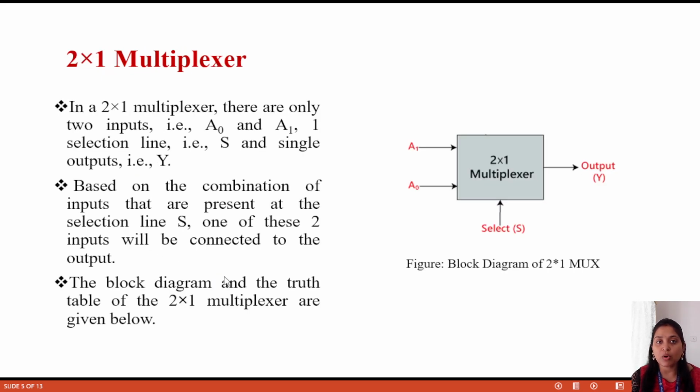Now the 2:1 multiplexer. Here this is a block diagram. There are two inputs A0 and A1, one select input or control input, denoted as S, and one output, denoted as Y, okay. So based on this select input, which input, A0 or A1, will go to the output depends on this control input or select input, okay.